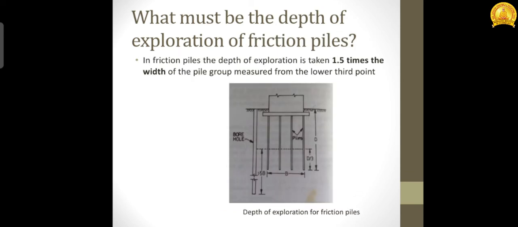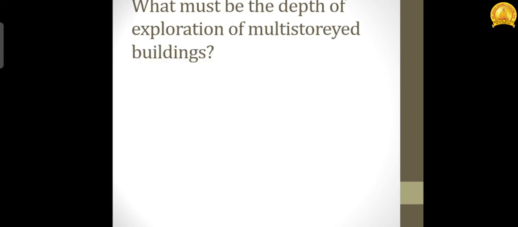Next, in the case of friction piles, we will be dividing the length of the pile into 3 equal parts, and from the lower third point we will be taking the depth of exploration as 1.5 times the width of the pile group. See, from the figure we are taking the depth of exploration as 1.5 B from the lower third point, and B is the width of the pile group.